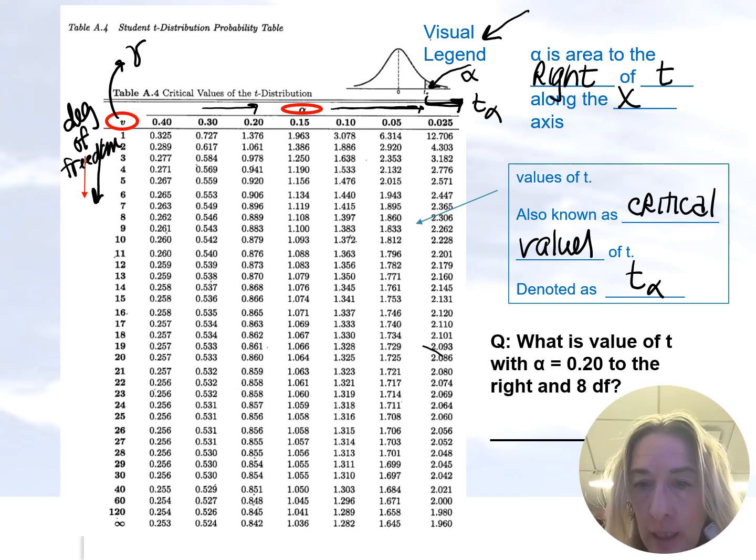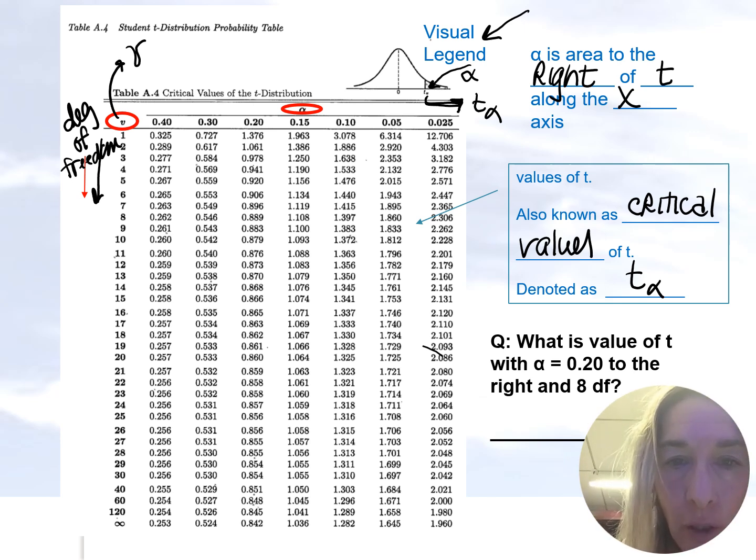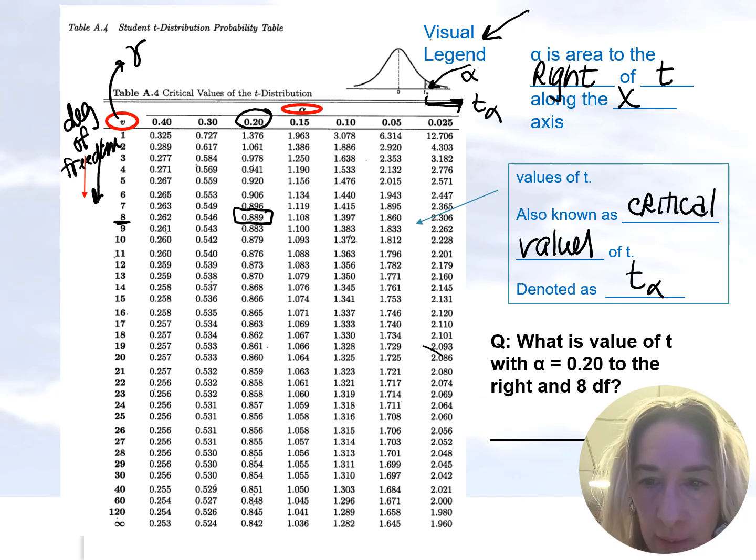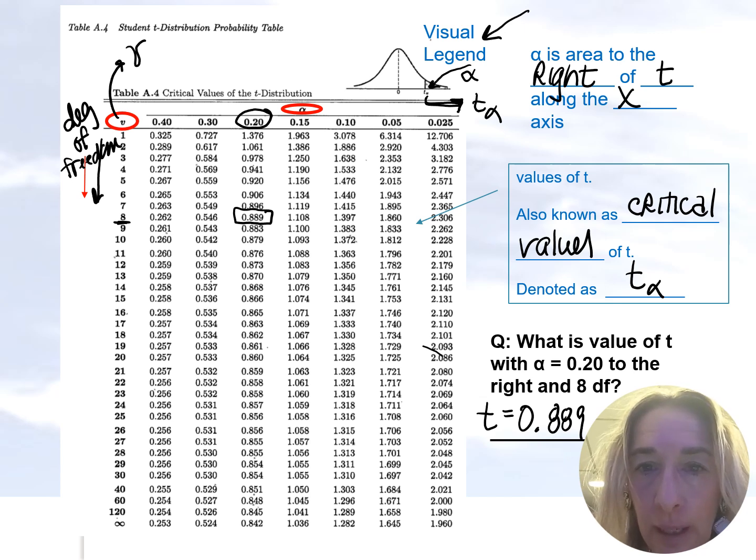Let's try an example. What is the value of t with alpha equal 0.20 area to the right and 8 degrees of freedom? We're going to find our value of alpha across the top, 0.2. We're going to go down along the left side and find our degrees of freedom, which is 8, and read the value off. That's at the intersection of those 2 points. In this case, t equal 0.889. This value of t sits along the x-axis.